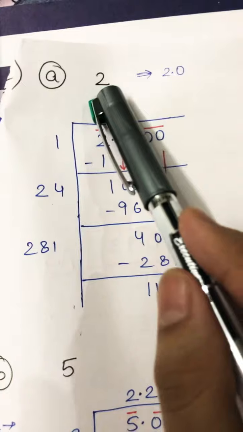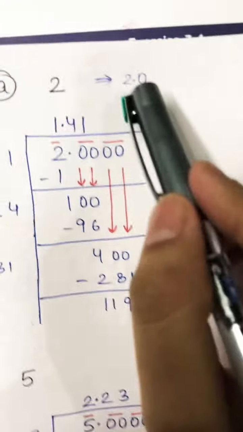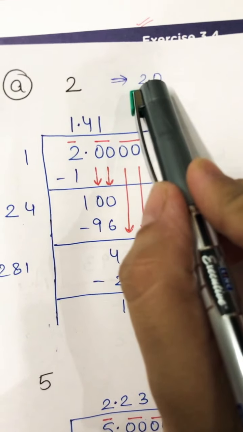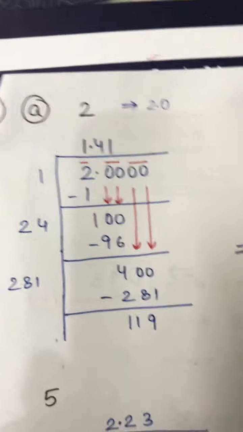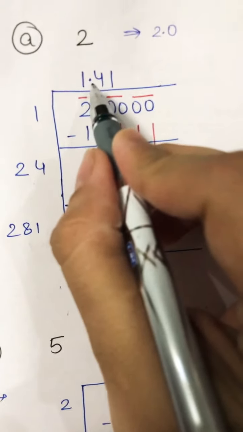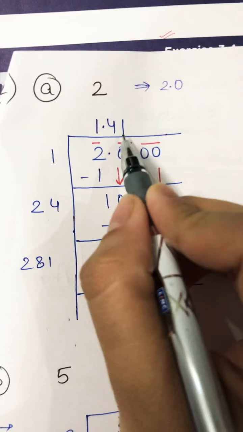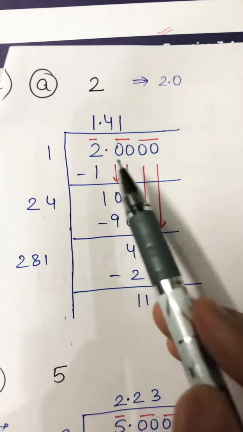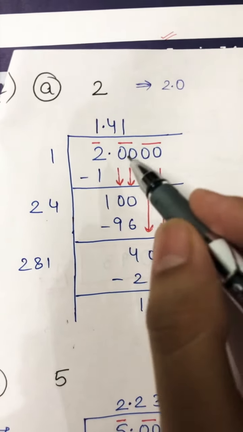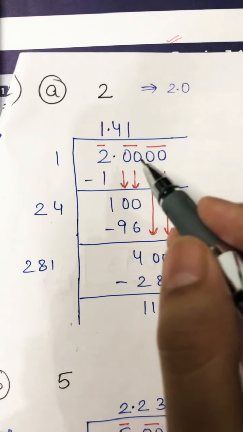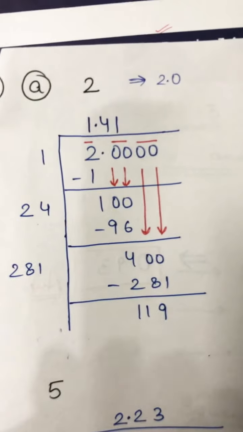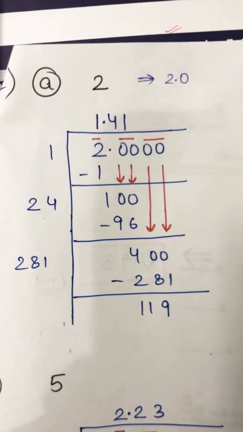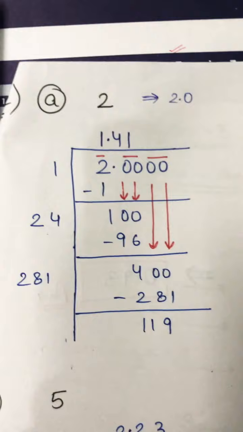2 means 2.0. If a decimal is not there, you have to place a decimal. Now you have to take out the root up to 2 decimal places. Initially you don't know how many zeros you have to place, so we will go side by side.